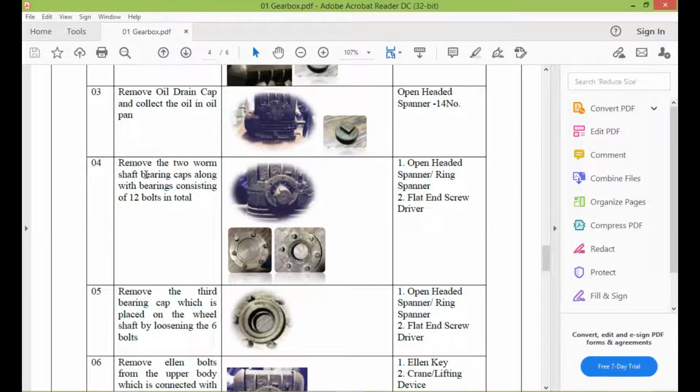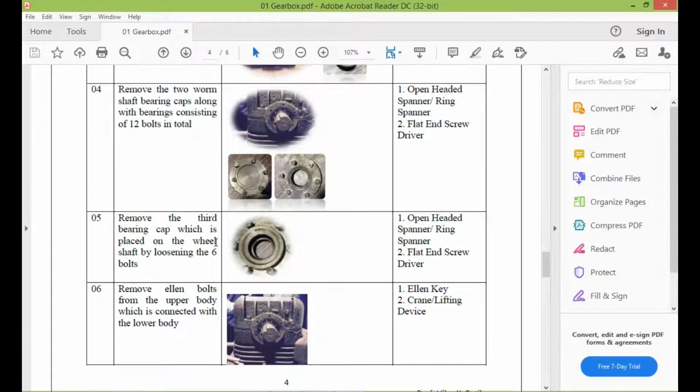Remove the two worm shaft bearing caps along with the bearing, consisting of two bolts. The bearing cap is present at this one side and the bearing cap is present at the output side of the shaft. So there is the open end cap and the closed end cap. By using bolt 1 and bolt 2, these are the tools required to open that bearing cap, right? And again keep it in tray 2 or 3, right? Then remove the third bearing cap which is placed on the wheel shaft by using the 6 bolts or the 4 bolts. So the input shaft, by using the input shaft you can remove it.